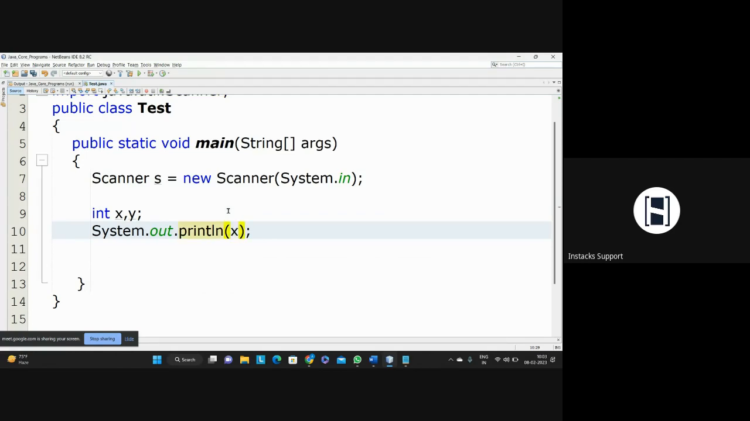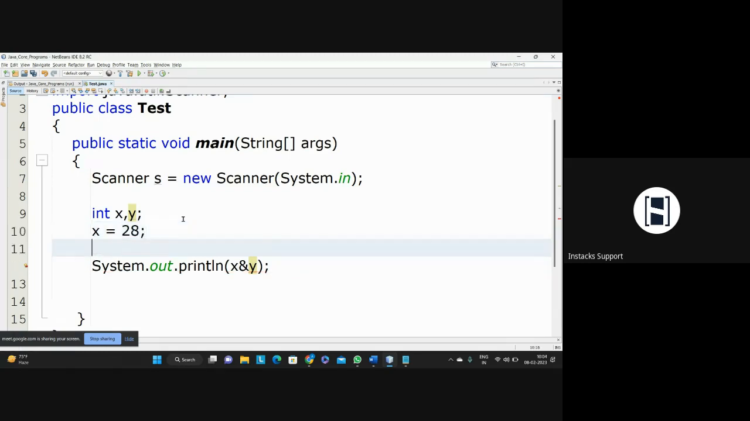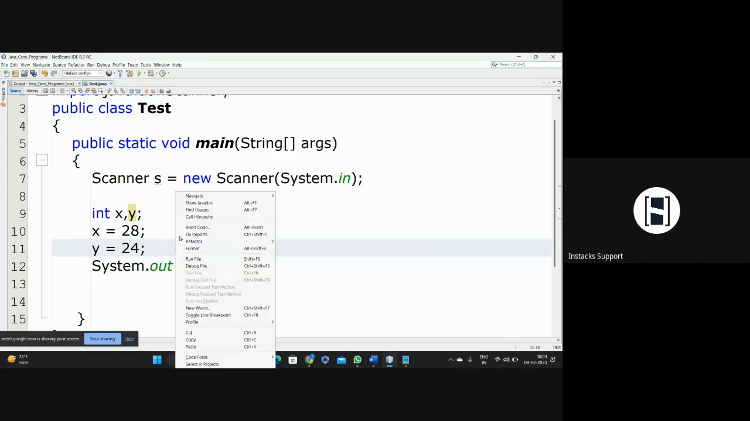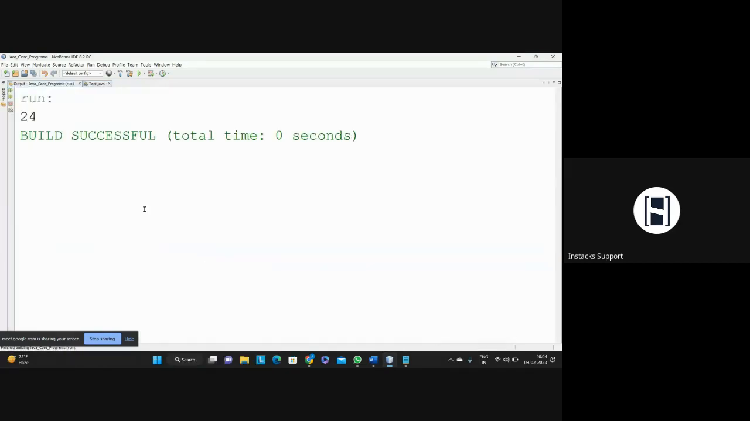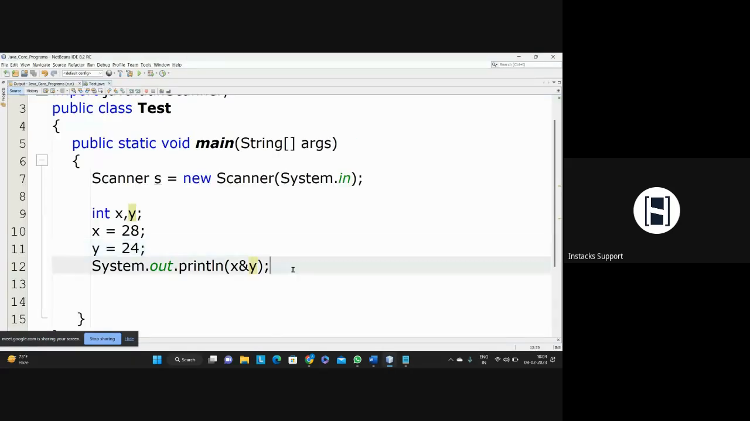I'm going to be saying x and y. So I'm going to apply single ampersand bitwise. Okay, let us give the value. I'm saying x is equal to, let us say, 28. Y is equal to, I'm going to say, 24. Let us run this and see what is the output you're getting. 24. So the output that I'm going to get for this operation is 24.